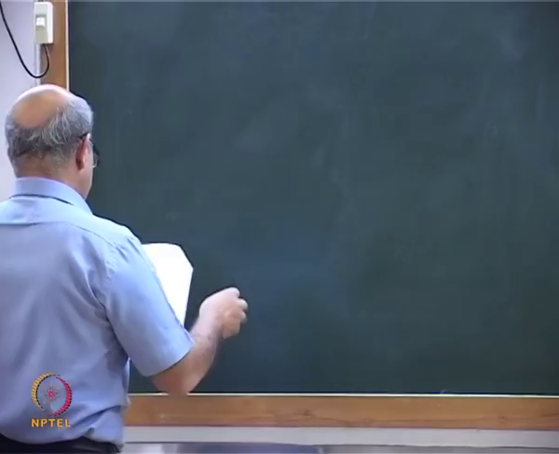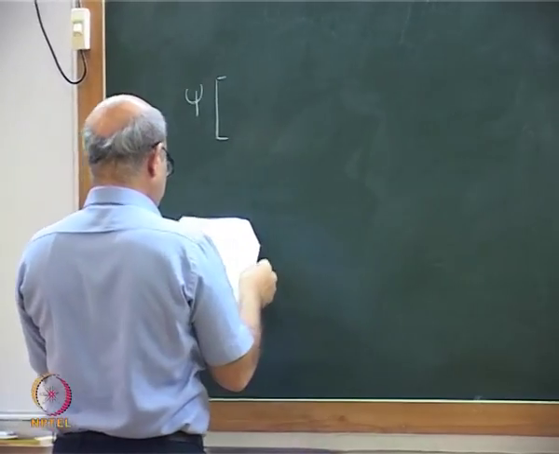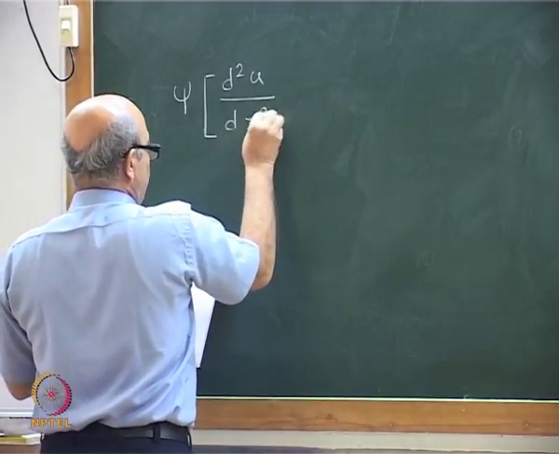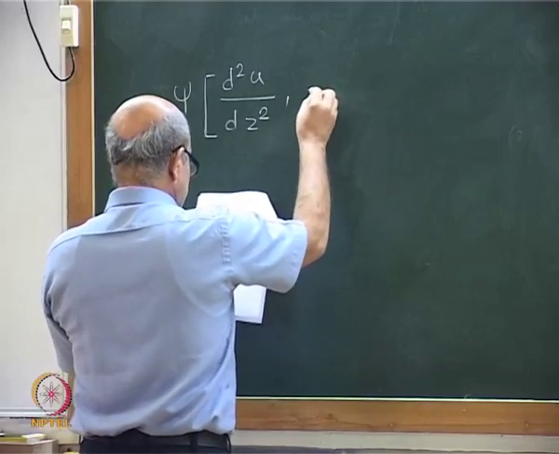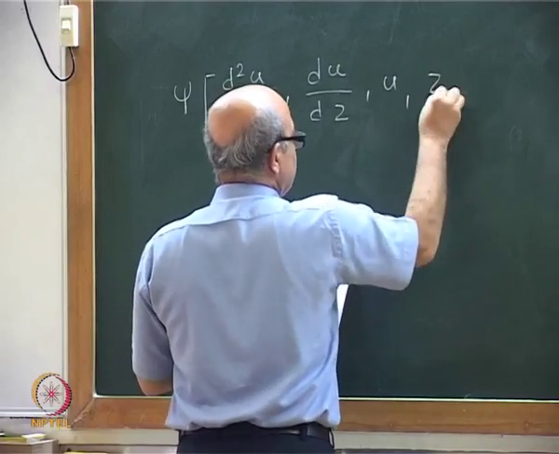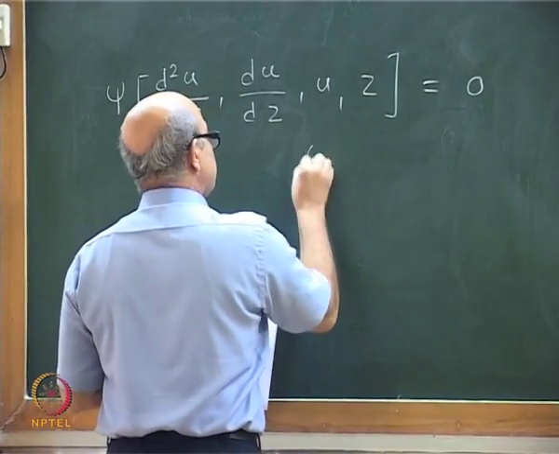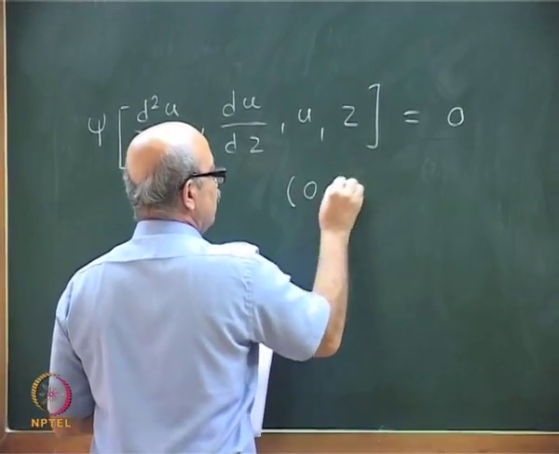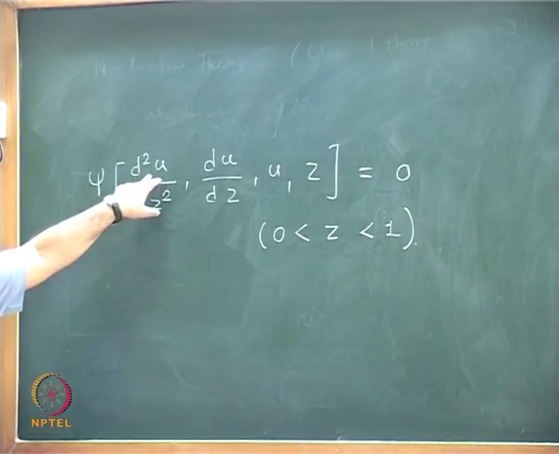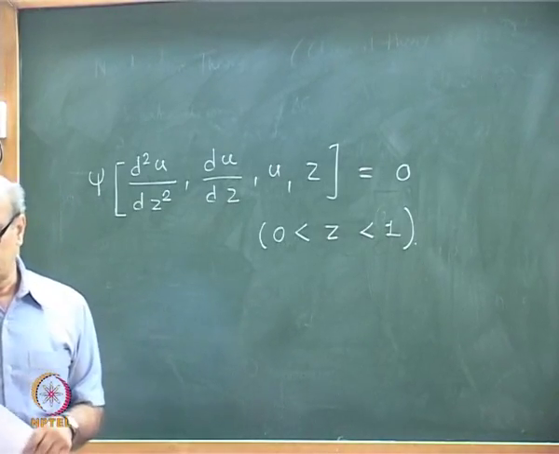I have been looking at this problem of a general second order boundary value problem, d squared u by dz squared equals psi, a general function of du by dz, u and z, equal to 0. This equation is supposed to hold over the domain 0 less than z less than 1. Here u is some dependent variable. It could be temperature, it could be concentration, whatever is the variable of interest.